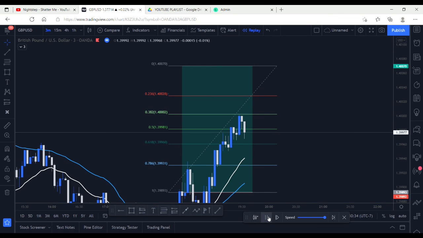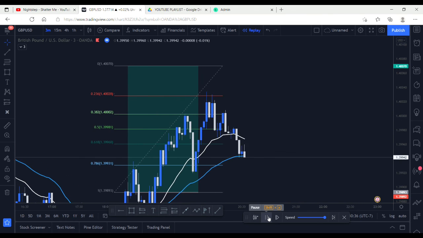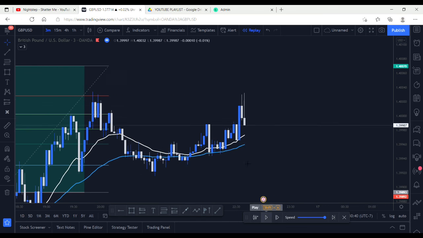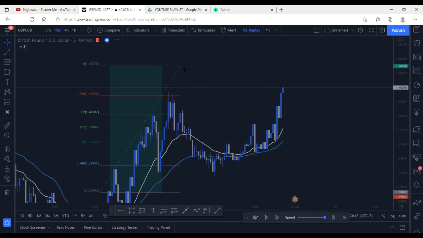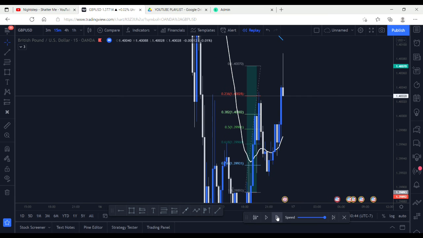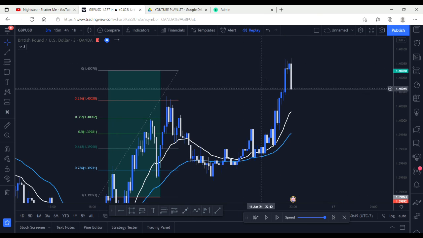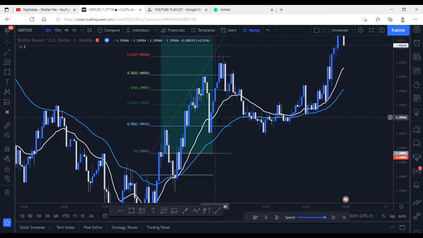Let's see how this goes. I'll just go to a higher time frame. So you see, we would have won that trade. So that's an example of a breakout.